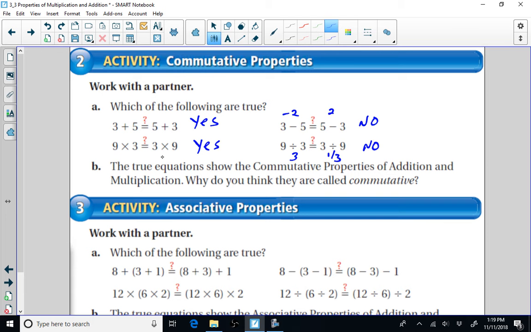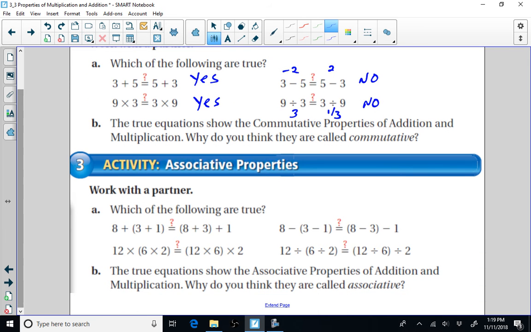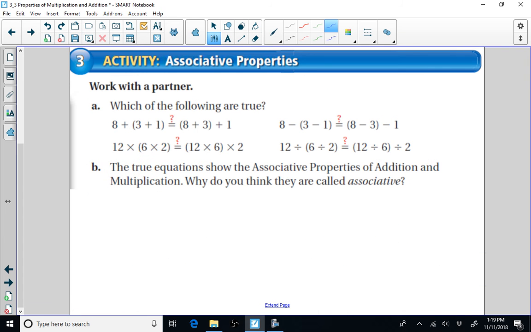9 times 3, 3 times 9. Notice the order of the factors change. If the order of the factors changes, that's an example of the commutative property as well. The order has to change in order to use the commutative property.